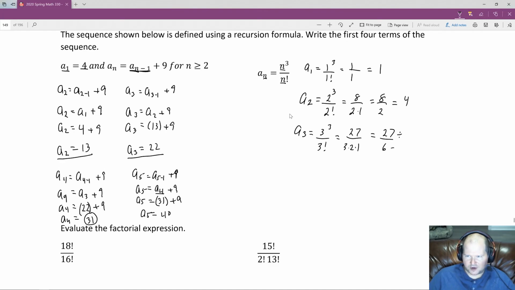Now we can reduce this fraction. We can divide both of these by 3, or you could just cancel the 3 out at an earlier point. But 27 divided by 3 is a 9, and 6 divided by 3 is a 2. So you end up with 9 halves there.